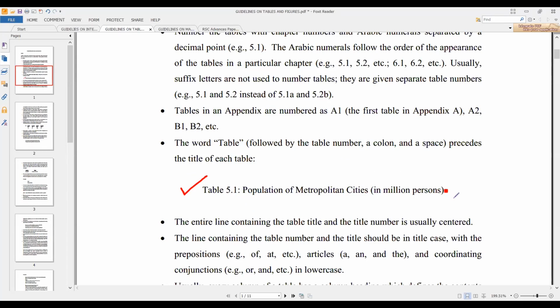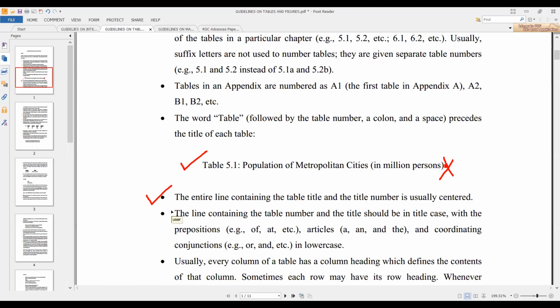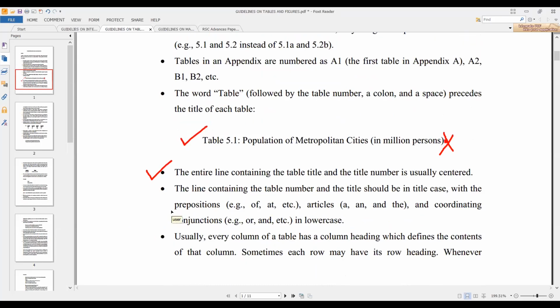Don't put a period after that. This is a common mistake. The entire line containing the table number and title is usually centered. The line containing the table number and the title should be in title case.